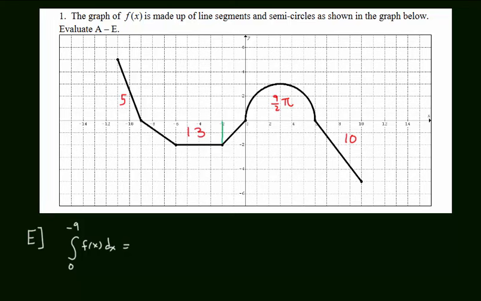Finally, in part E, this actually illustrates a property. You might notice that the bounds are going from a larger bound to a smaller bound, and the property says that we can switch them and go from the smaller bound to the upper bound as long as we make it the opposite value. So negative integral from -9 to 0 of f of x dx, and that's going to be the opposite of -13, which gives us a positive 13.